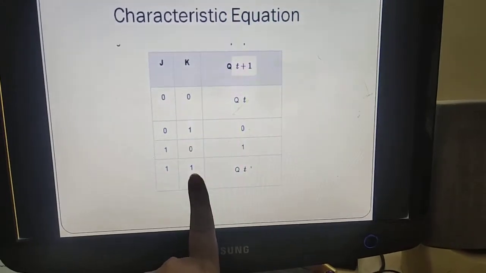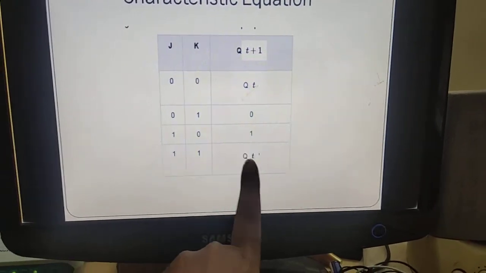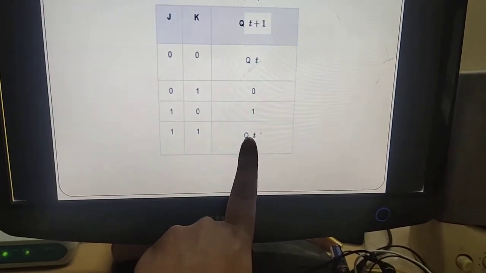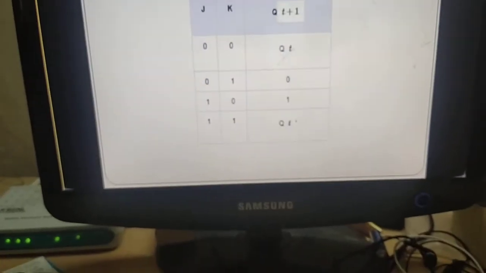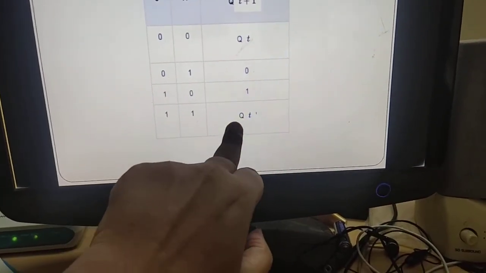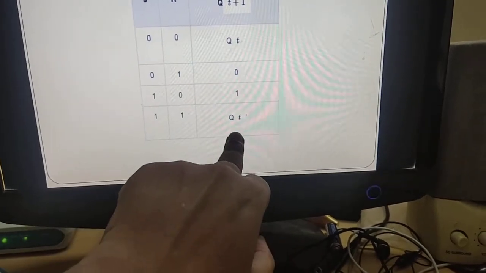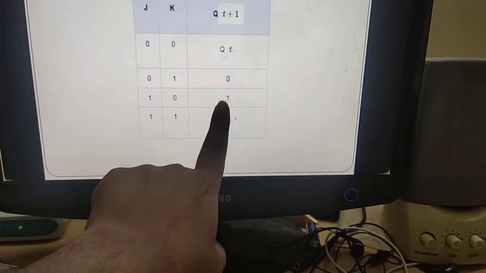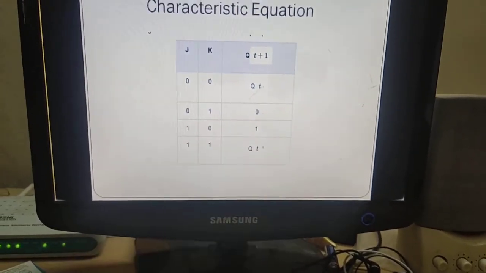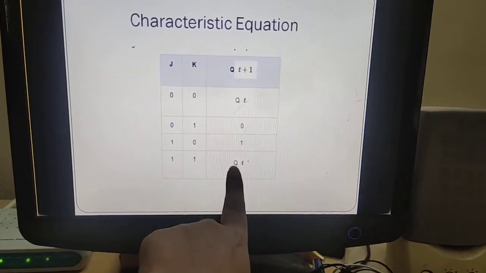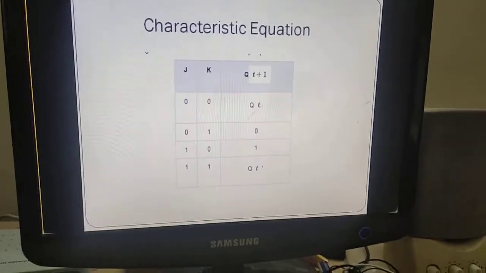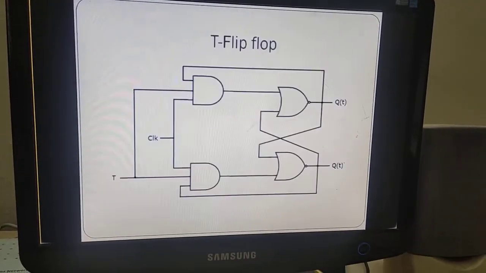When both J and K are equal to 1, Q(t+1) will be your Q(t) bar. That is, if Q(t) was 1, then Q(t+1) will be equal to 0. So whatever the present output value will be, it is the complement of your previous output value. Suppose this is 1, then this will become 0, or vice versa, whatever is the state we are going to take. That is why we have not given any value here; rather, we have given the equation, the variable.